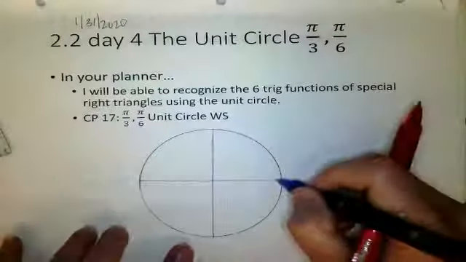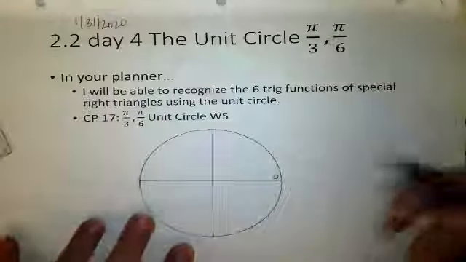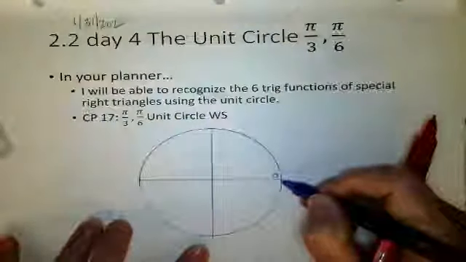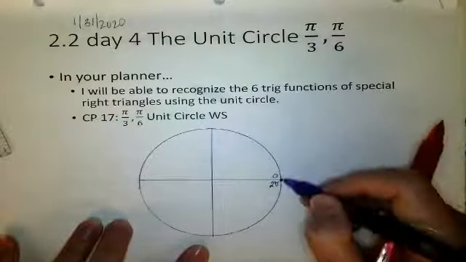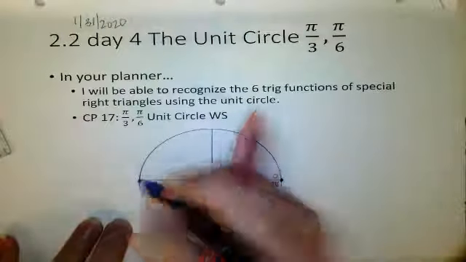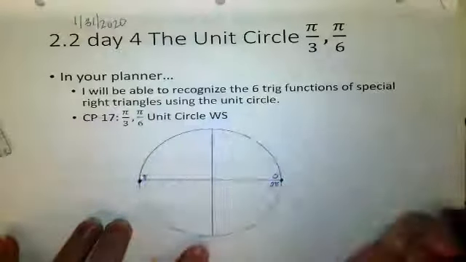Ladies and gentlemen, I'm starting here at this angle of 0 radians. If I go all the way around, where does it end? 2 pi radians. I go halfway around, it ends at pi radians.